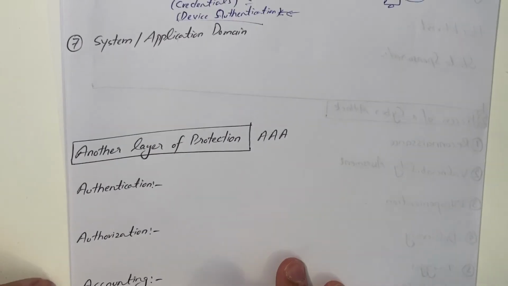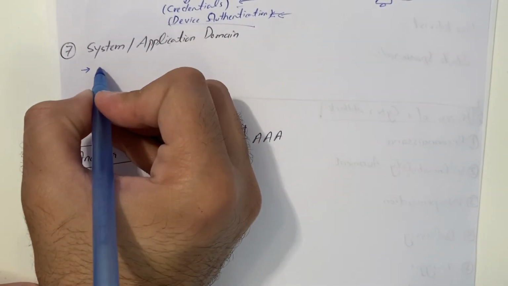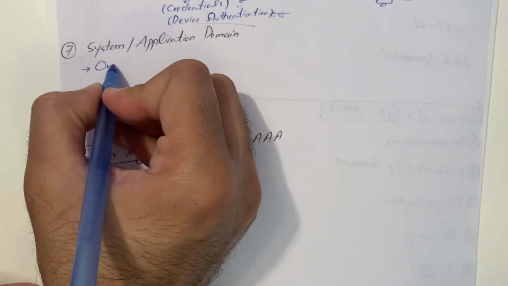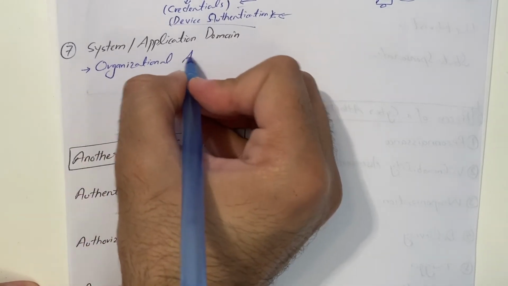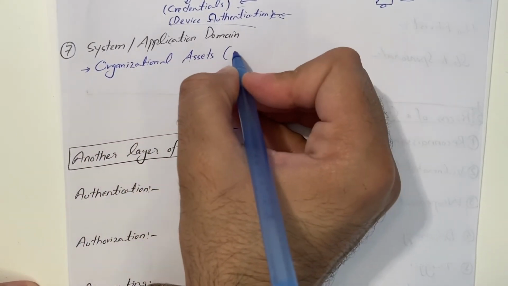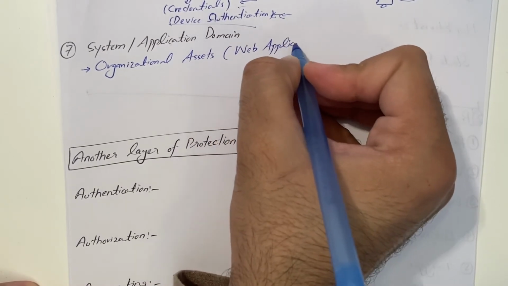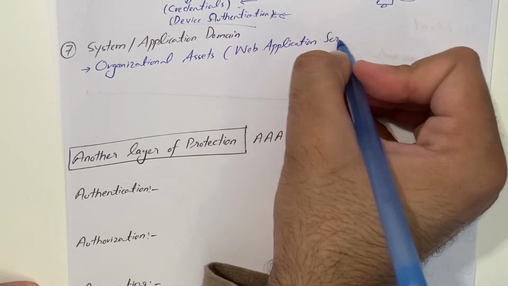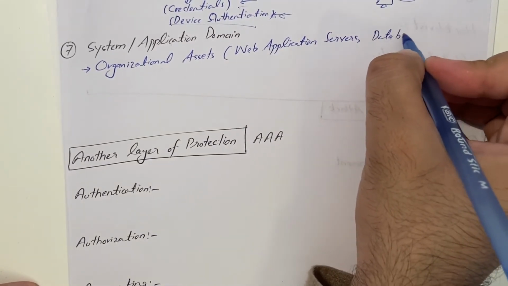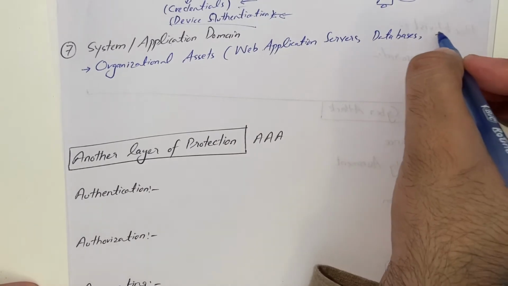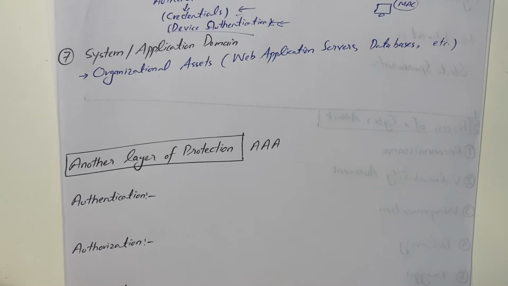Last is the system and application domain. The system and application domain includes all the organizational assets. For example, your web application server, databases, mainframes, information server, etc. All the organizational assets are basically called the system and application domain.